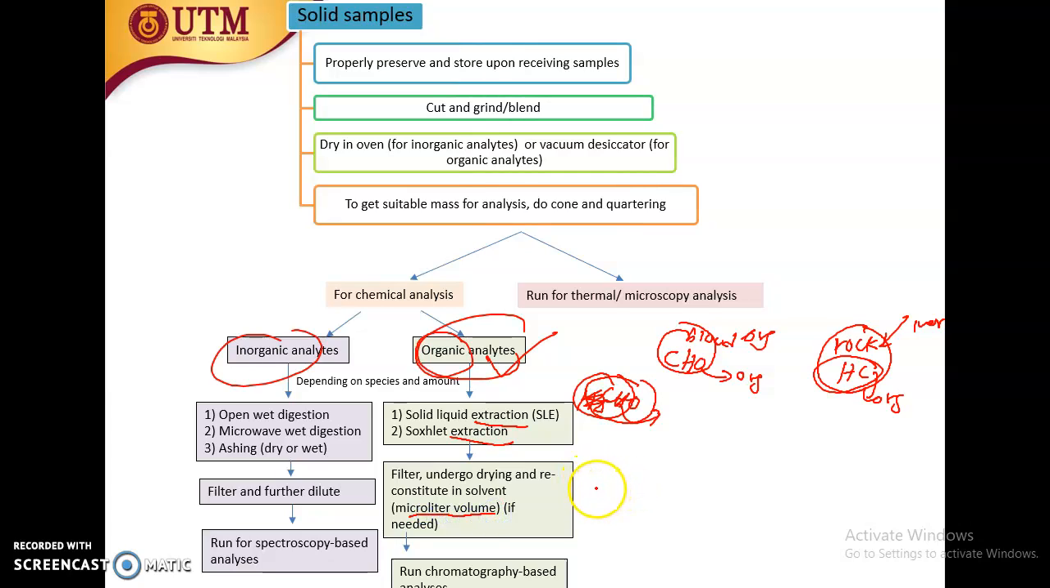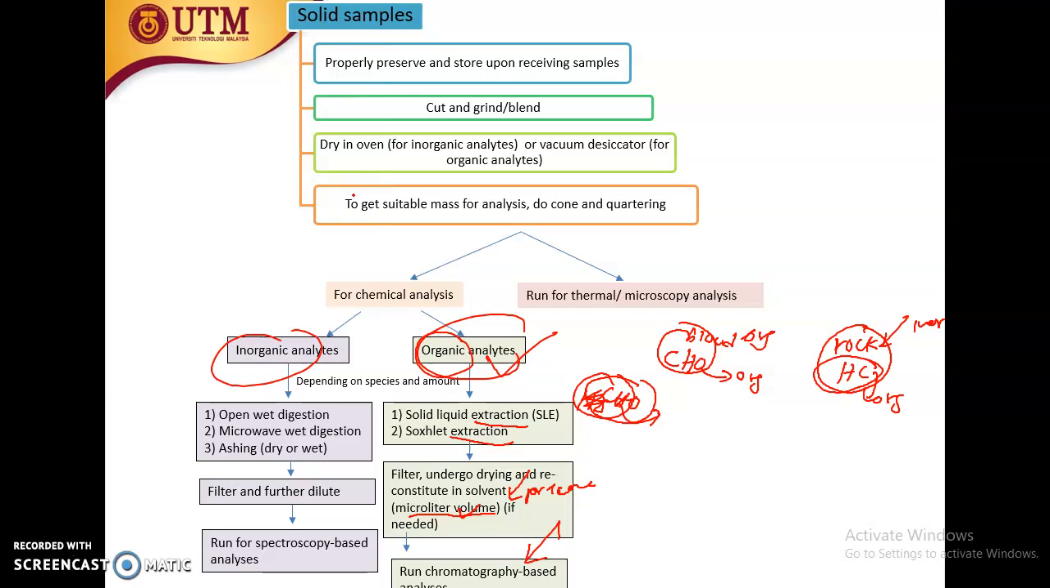After you do extraction, you go to filtration and reconstitute into microliter volume, because usually instruments for organic analyte require only microliter. So here you get a very good pre-concentration part. Later we will go one by one on these methods. This is the summary. Then you run the chromatography.